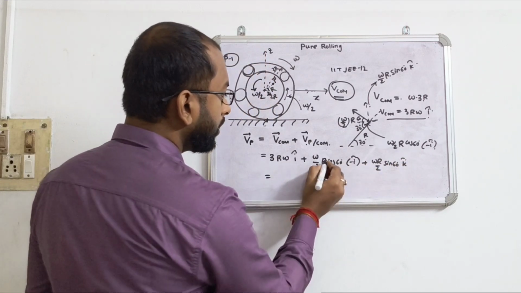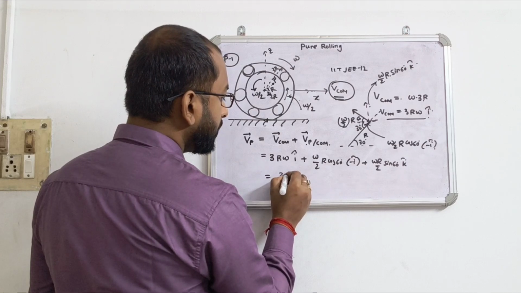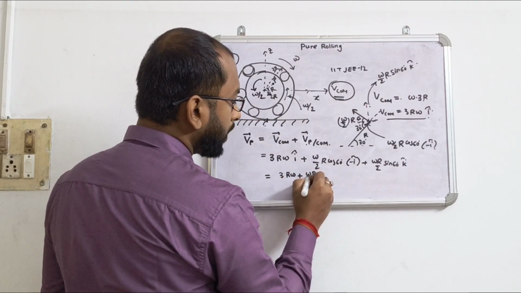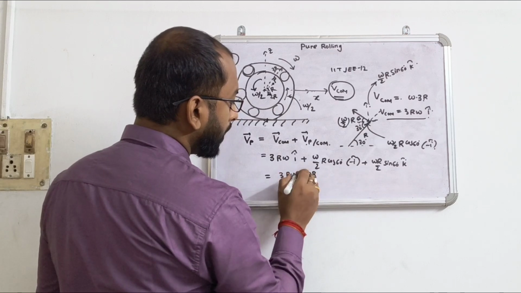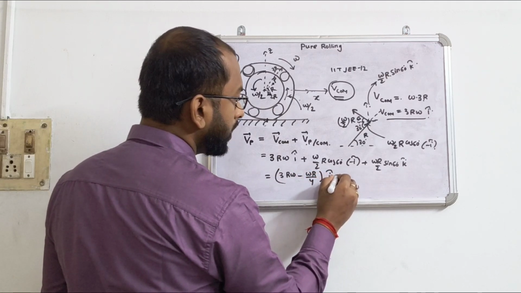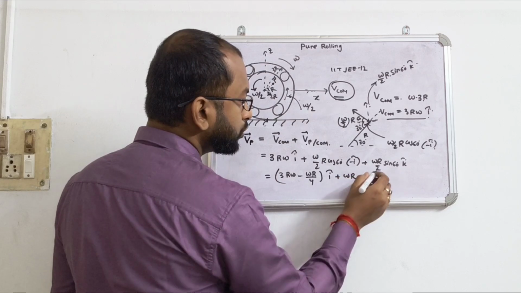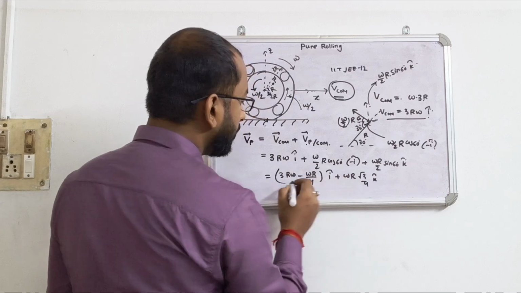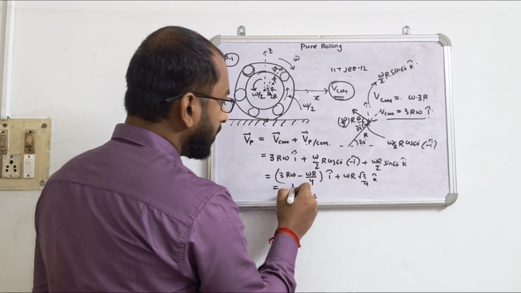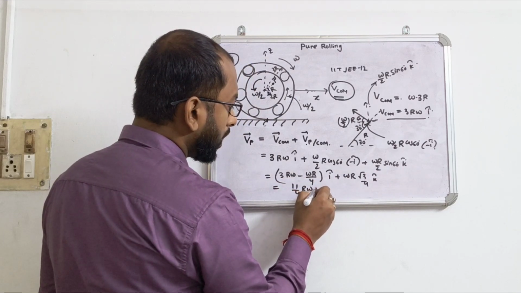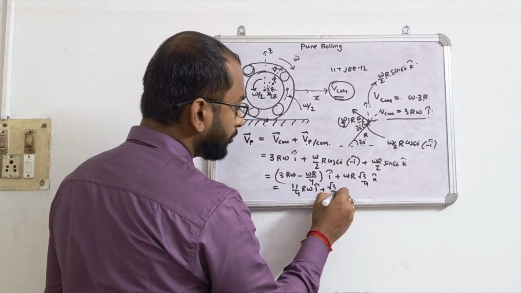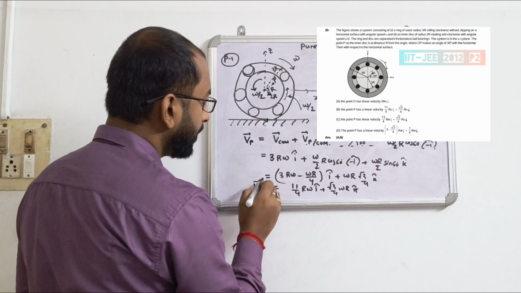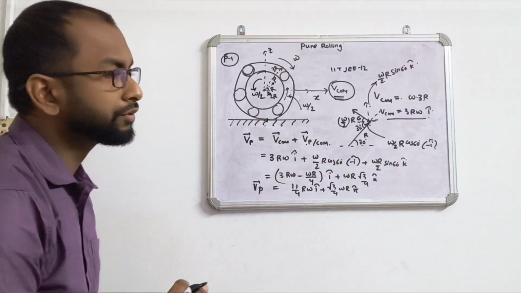So it becomes 3r omega plus omega r by 4 minus i, plus omega r by 2 into root 3 by 2, that is root 3 by 4 k. So this becomes 11 by 4 r omega i plus root 3 by 4 omega r k. This matches option B. So options A and B are correct. The other options are not correct.